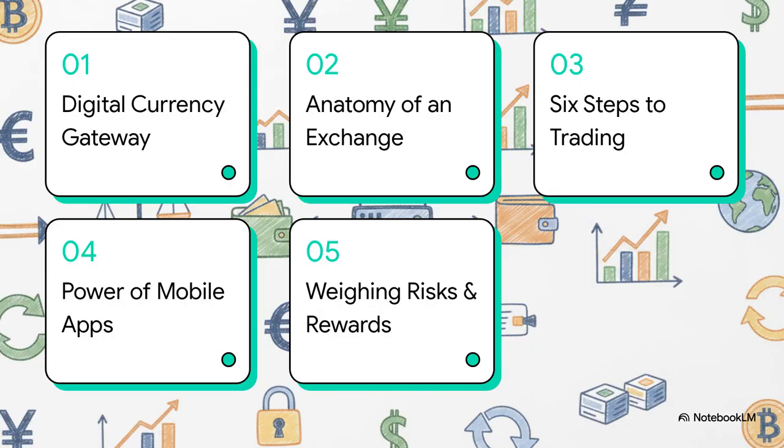To give you total confidence in how this new system operates, here is a quick roadmap of what we're covering. We'll start with number 1, the digital currency gateway. Then 2, anatomy of an exchange. 3, 6 steps to trading. 4, the power of mobile apps. And finally, 5, weighing risks and rewards. You know exactly what to expect, so let's jump in.